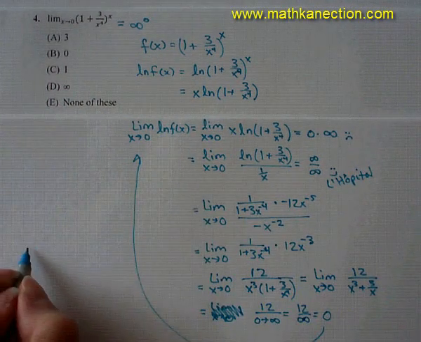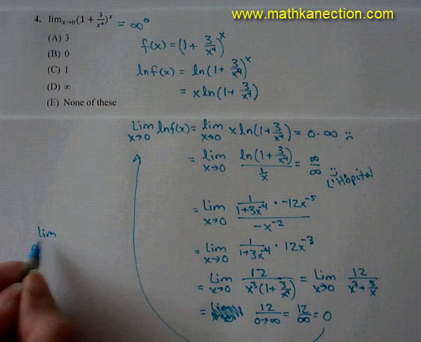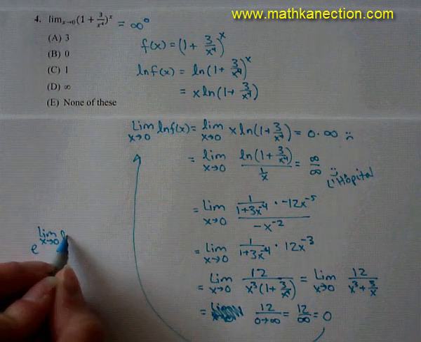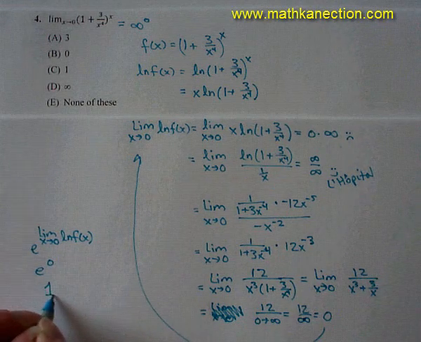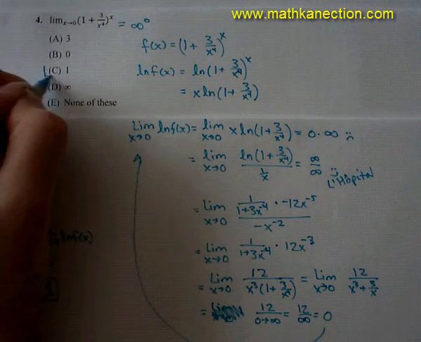But then remember we did the natural log, so we have to anti-log, so raising to the e. We have e to the limit of x approaches 0 of the natural log of f of x, so we have e to the 0, which is equal to 1. So our answer is 1.